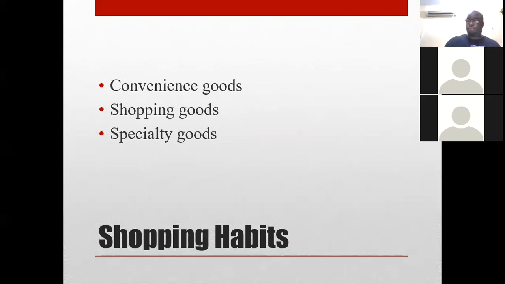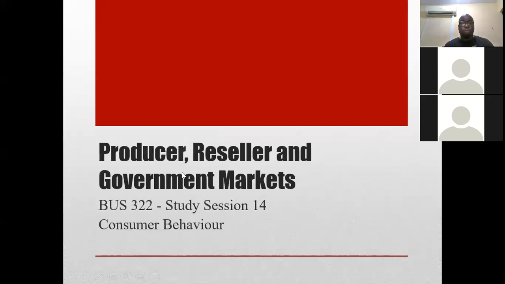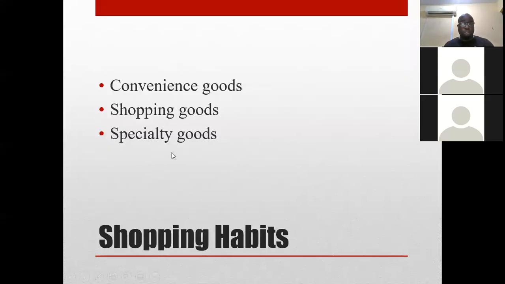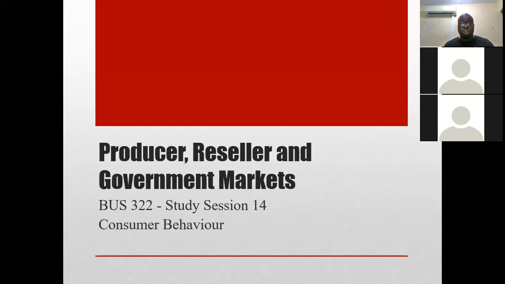But things like custom-made furniture, things like customized cufflinks, things like that. They are made to measure for the person that is buying it, and there may not be another one of it anywhere else. So they're a bit harder to come across than the other two. So that brings us to the end of study session 12. So we'll move down to study session 14, which is producer, reseller, and government markets.